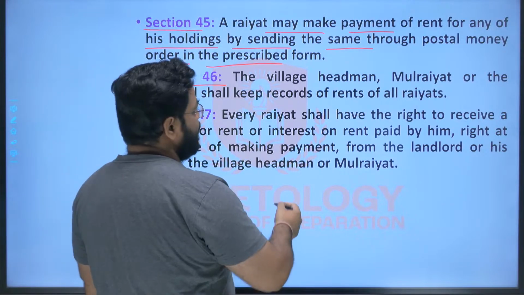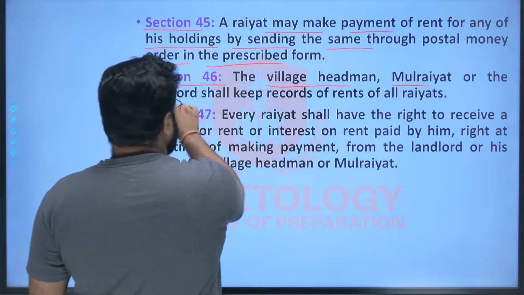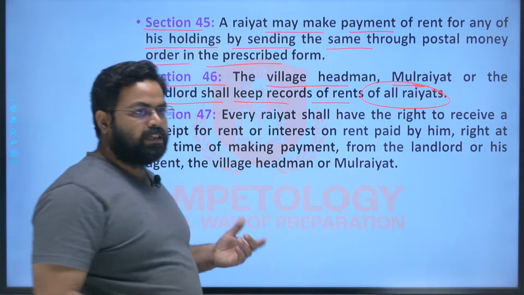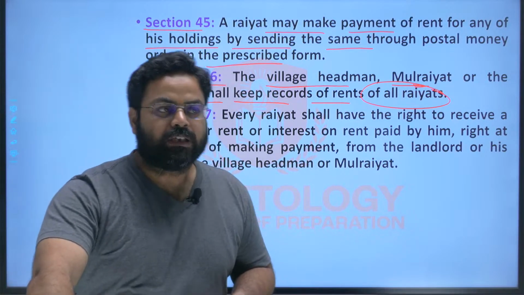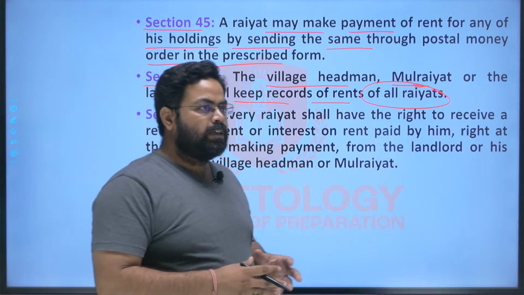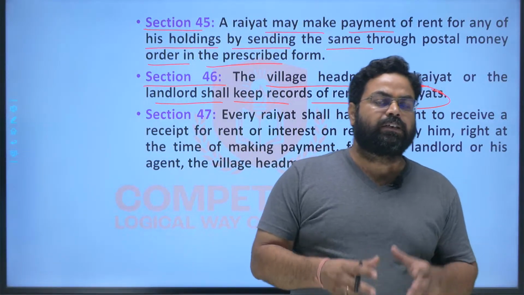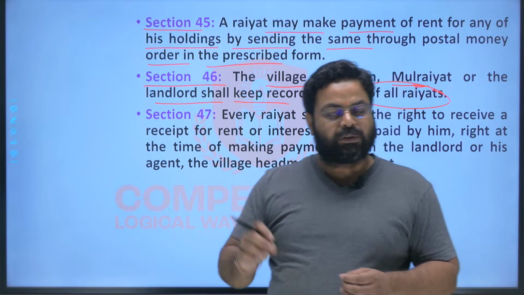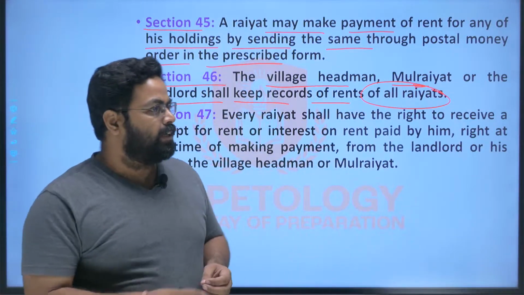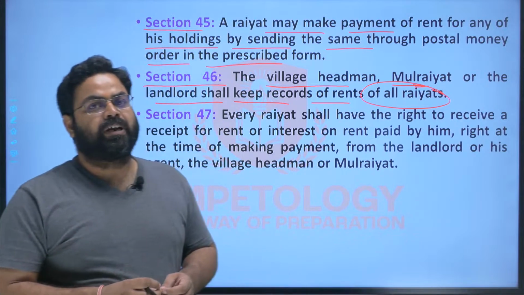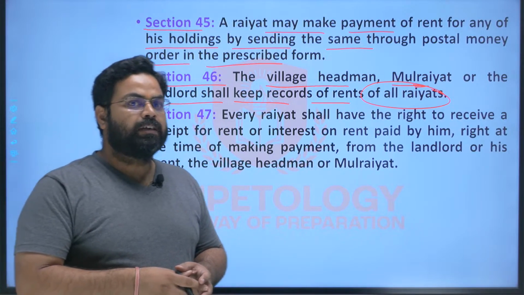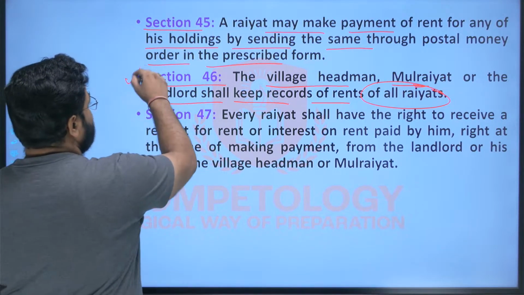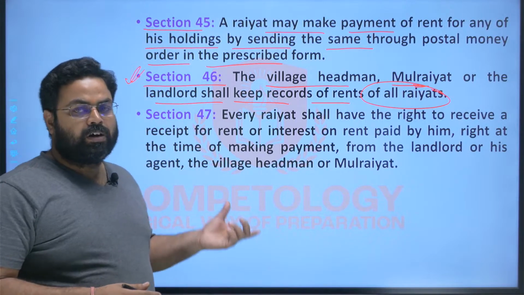Section 46, it says that the village headman, Mool Rayyat, or the landlord shall keep the records of the rents of all the Rayyats. It is the duty of the village headman, Mool Rayyat, or the landlord, who is the authority to collect the land rent, to keep all the records of the land rent or the revenue that has been paid to him. In the Khatiyan, if you go on the website of Jharnet, and if you go on to fill up the details of your land, then you will get the complete details of your land revenue that you have already paid, right? So these kind of records should be kept by the village headman, Mool Rayyat, or the landlord, as the case may be.